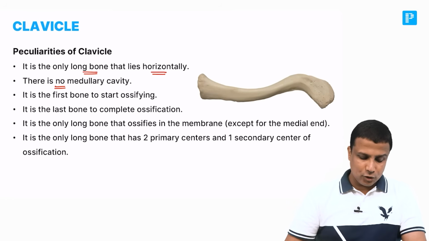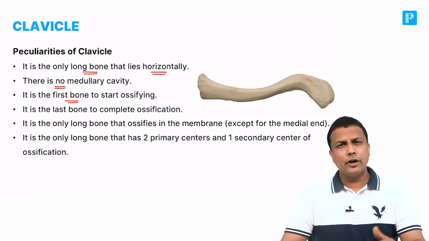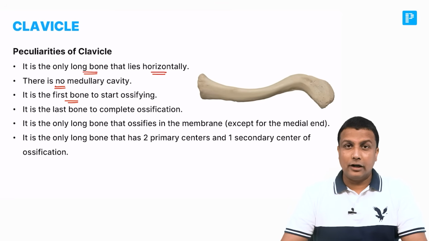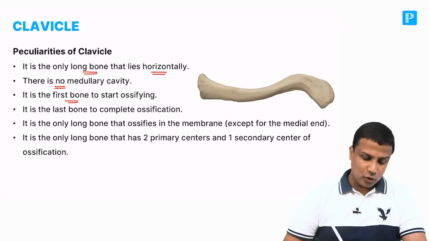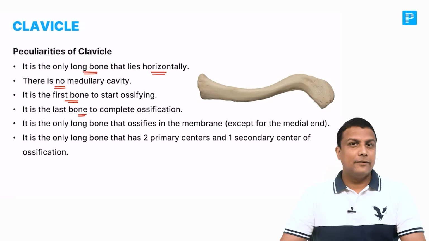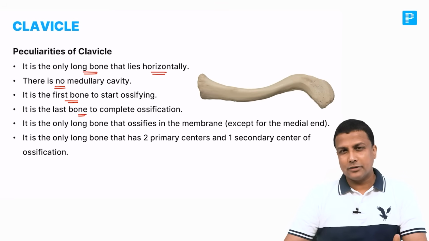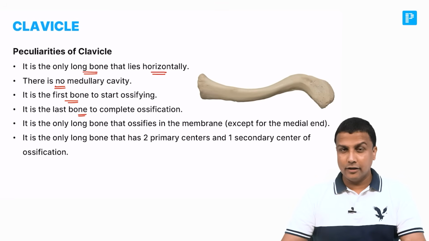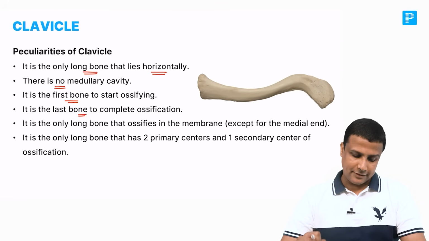It is the first bone to start ossifying in intrauterine life, almost around the 5th week of intrauterine life. Remember, the clavicle will start ossifying first, but it is the last bone to complete ossification, almost by 25 years of your life. In your books it will be given as 22 to 25 years of life. I am just telling you the maximum. By 25 years of life, the clavicle will be ossified.